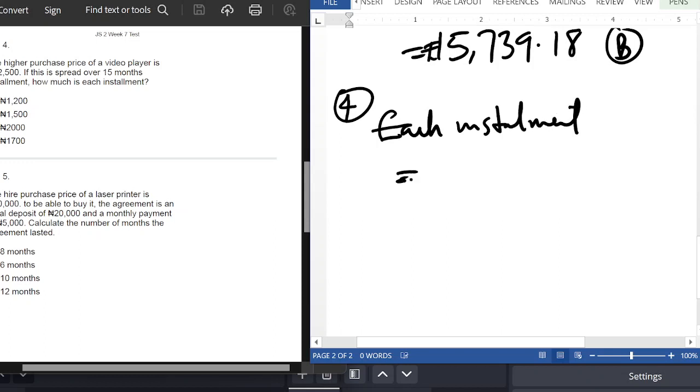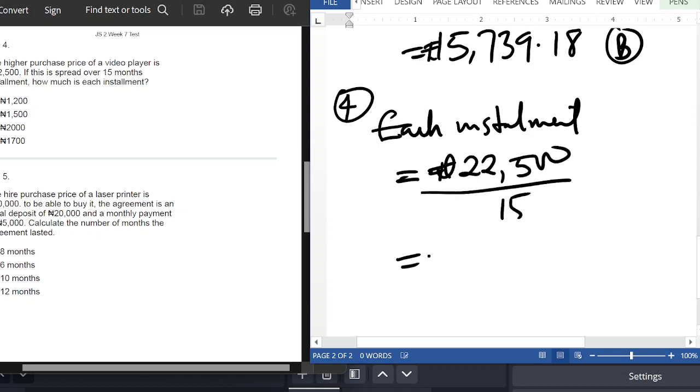Since you want to share 22,500 over 15 months, you buy something and you don't have the money with you presently, so the person has to pay for it for 15 months. So what are you going to do? You just divide it by 15. So 22,500 naira divided by 15 gives 1,500 naira. So the buyer will be paying 1,500 naira every month, and that will happen for how many months? 15 months. So that is that on question number 4.